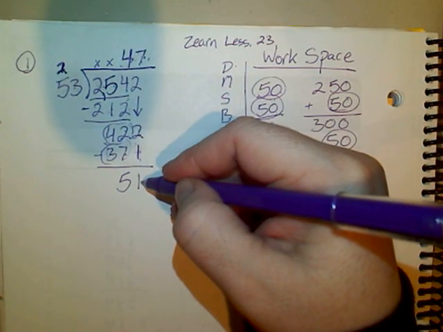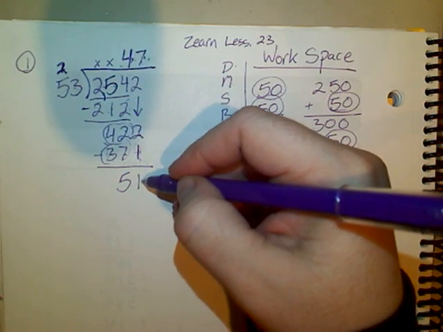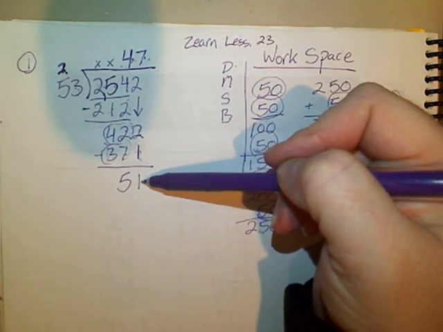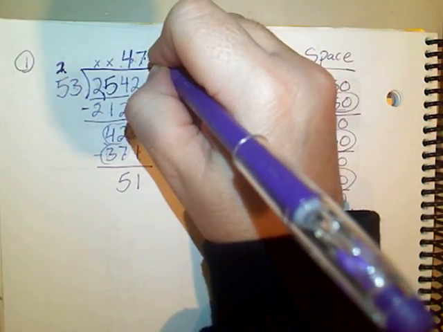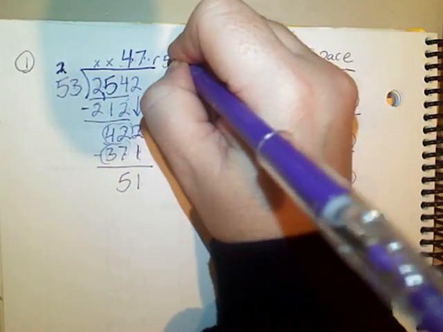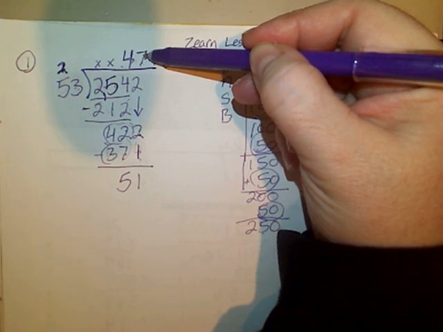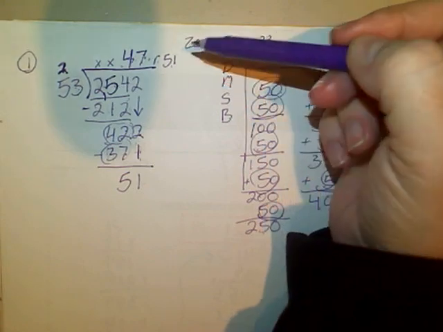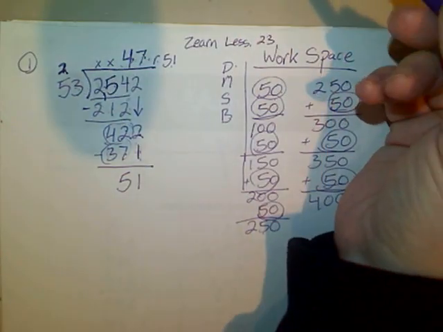What's that tell us? We have 51 apples, per se, left. Can we make another group of 53 if we have 51? No. That's why it's a remainder. It's what's left. So what's our answer? 47 baskets of apples, right? With a remainder of 51 apples that don't make a basket or make their own basket, right? But they don't get 53.